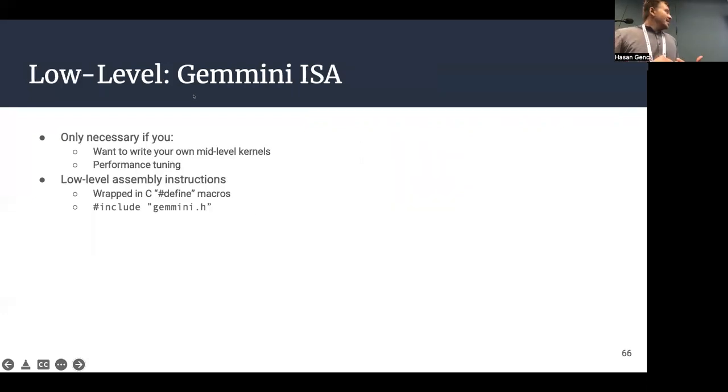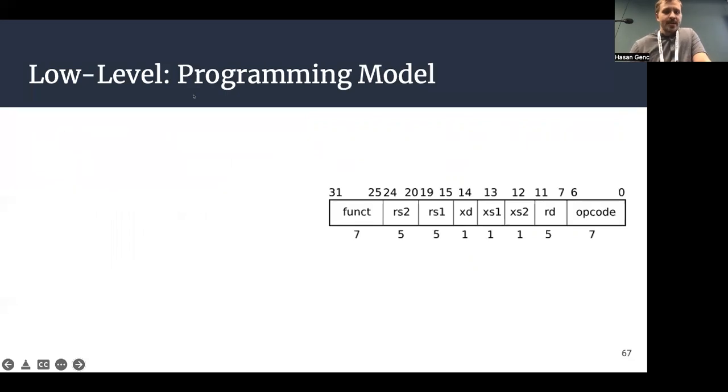Okay, and at the low level, if you don't find the kernel that you want in our handwritten library, you can write your own kernels using the low-level ISA, right? But this is more uncommon. You might do this if you have very specific performance requirements, for example. So for that, we provide macros in C, which are low-level macros in our header file around the direct ISA instructions. And we'll look at those a little bit.